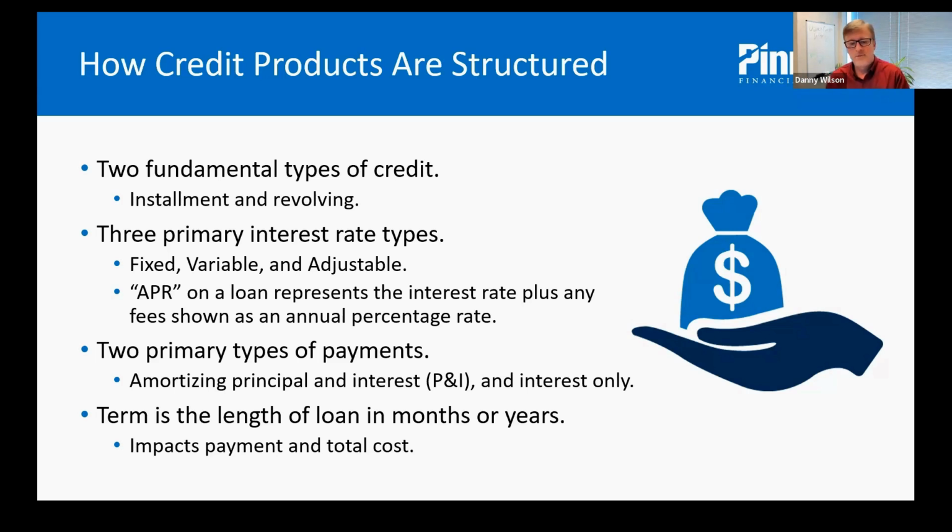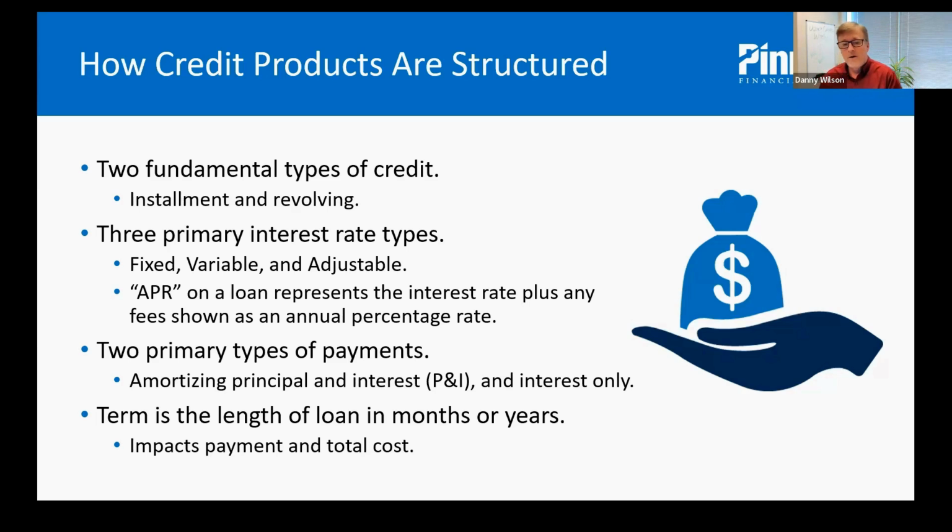And then adjustable. Now, you don't see a lot of adjustables out there. There are adjustable rate mortgages and a few other types of products that are adjustable. And a lot of times, not all the time, those adjustable rate deals start out really low and then they gradually increase over time.